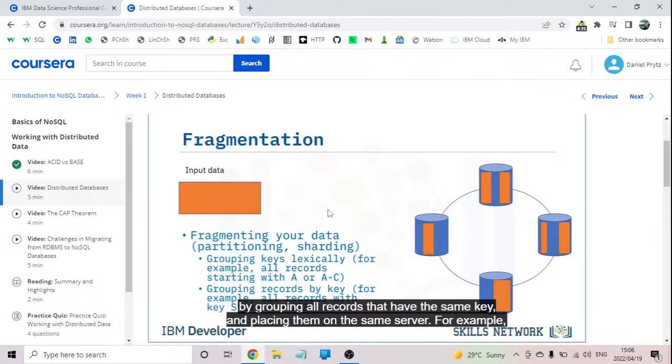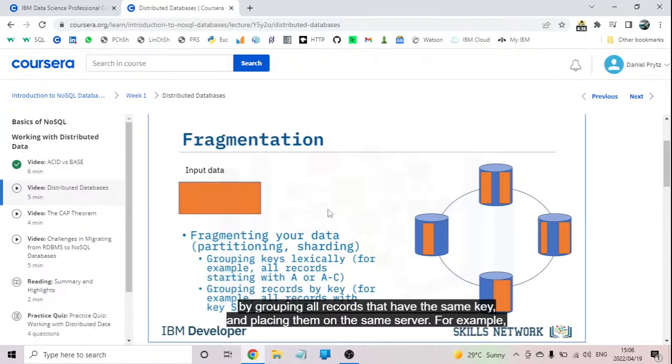So how do they want them? You group all the records that have the same key. That's like a column family, right? I think they're talking about column-based NoSQL databases, where you can group the records with the same key on the same server. Okay, same key you group, or you group it alphabetically.